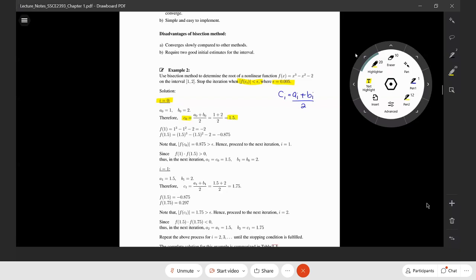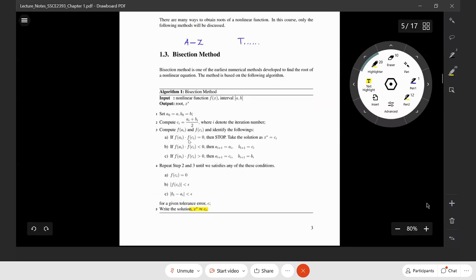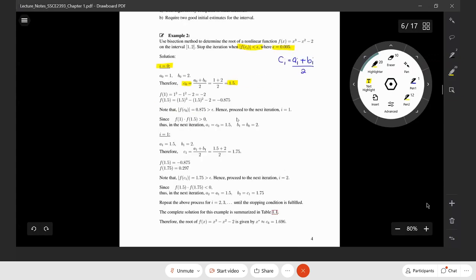And then in the algorithm just now, first you calculate the c, and then you check the sign of f(a) times f(c), because you want to decide in the next iteration what needs to be changed. So we calculate f(a), which is f(1), so you get -2. And then f(c), f(1.5), so you get this value. By looking at f(1) times f(1.5), you can see it is positive, because both of the values of f are negative. So when you multiply, you have a positive value. And then this is the stopping condition. You check for the absolute value. This is 0.875, way greater than the given epsilon. So it is still far, meaning that you need to proceed to the next iteration, i equals 1.